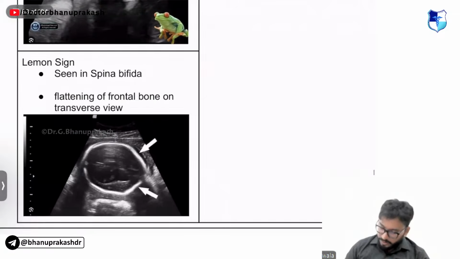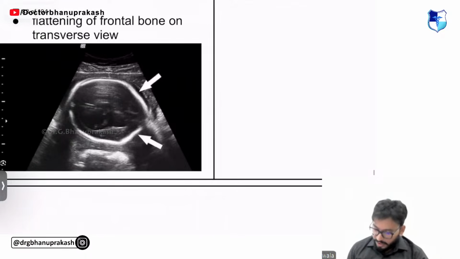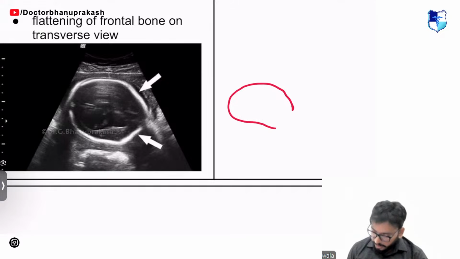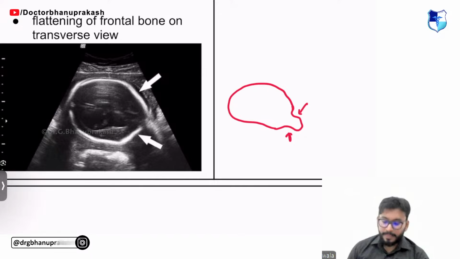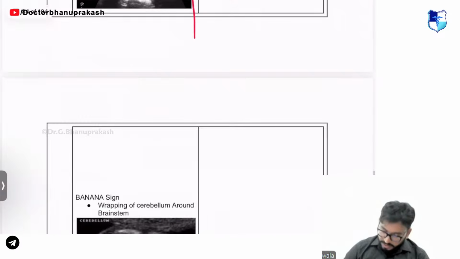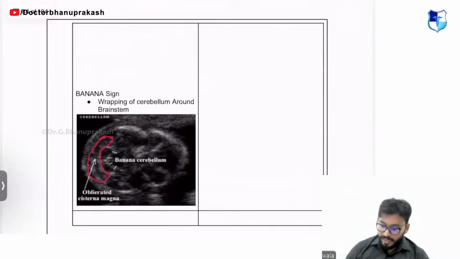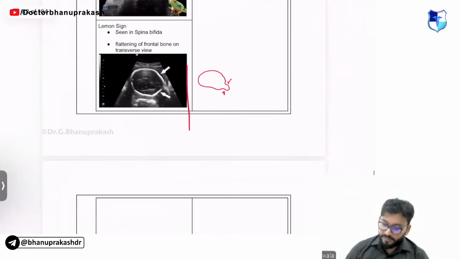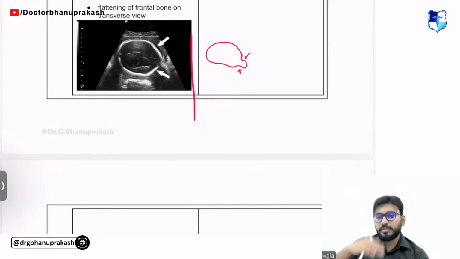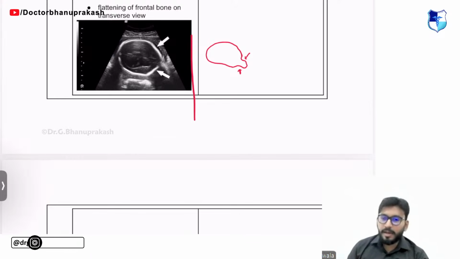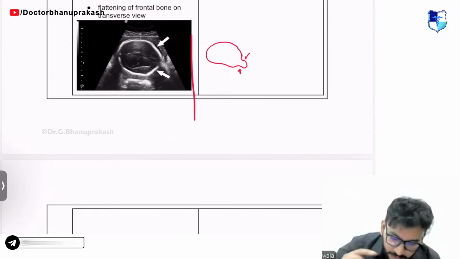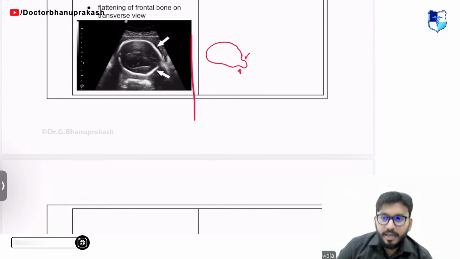Look at this lemon sign. This is like a lemon, and there is indentation, flattening of the frontal bones. Can you see this indentation? This, along with another sign known as the banana sign, where the cerebellum has wrapped around the brainstem. These two signs indicate an open spina bifida defect, like an Arnold-Chiari malformation type 2. This shows the lemon sign and banana sign.